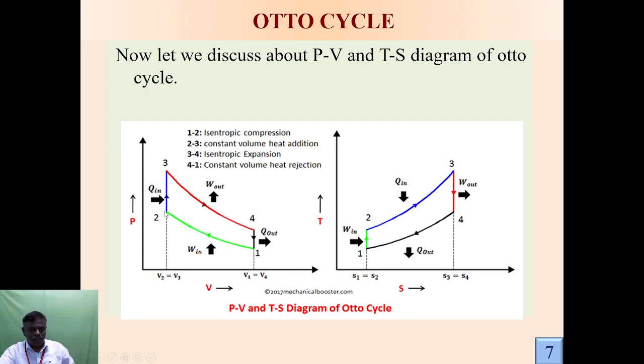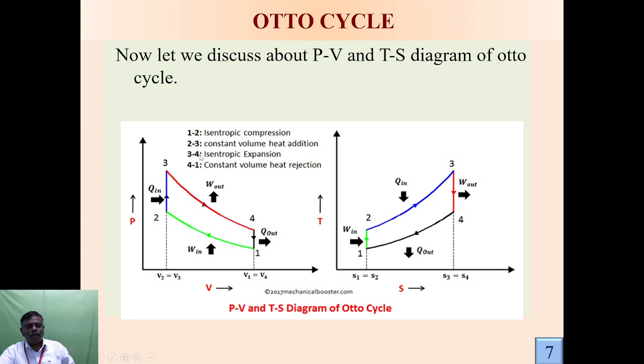Next, process 2 to 3 is constant volume heat addition. In this process, the volume is constant, V2 equal to V3. At constant volume, heat is supplied in this process. So temperature and pressure get increased from point 2 to point 3. Here the pressure increases from 2 to 3, and here the temperature increases from 2 to 3.